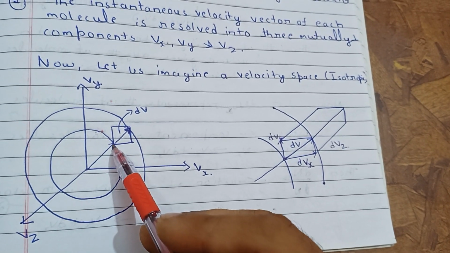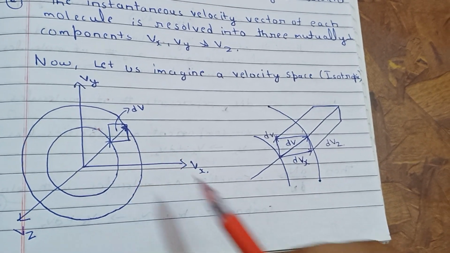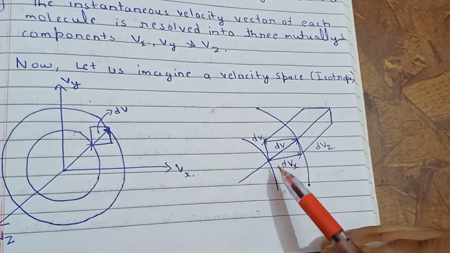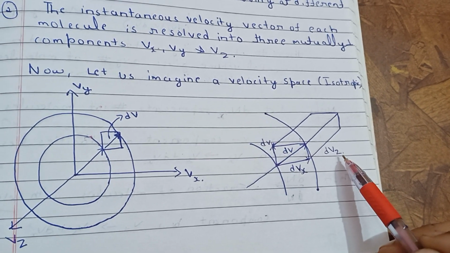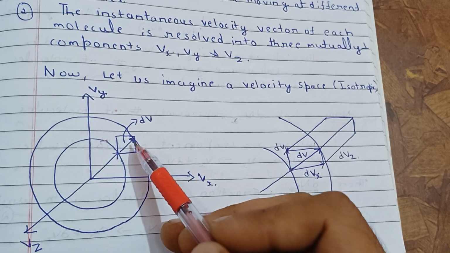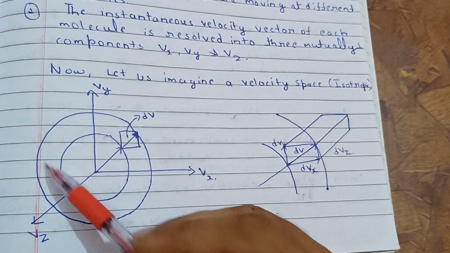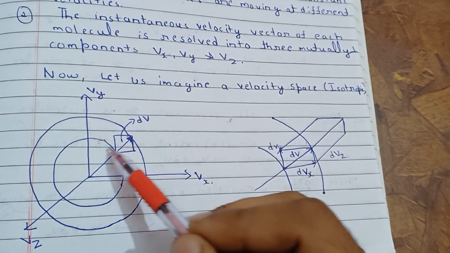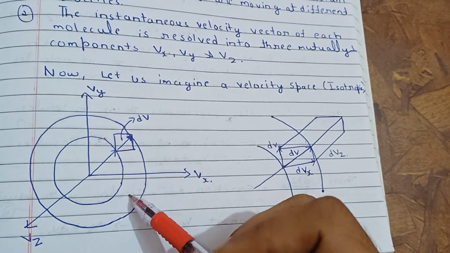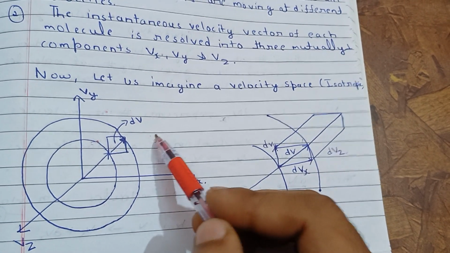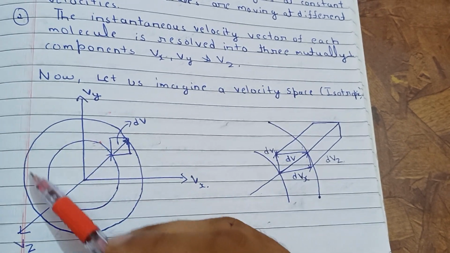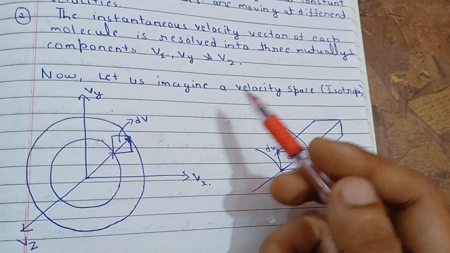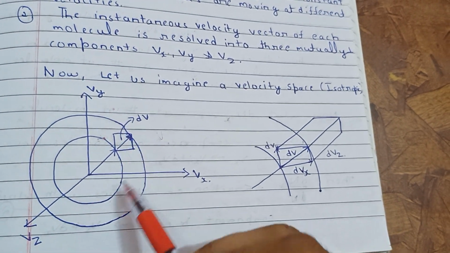Now when you move from this sphere to this sphere, there will be a change in the velocity, and that will be represented by dv, and this volume element will be dvx, dvy, dvz. So we need to find the number of particles lying in this annulus region between these two spheres. That region will give us the number of particles lying between v and v plus dv. That's how we can find the distribution.